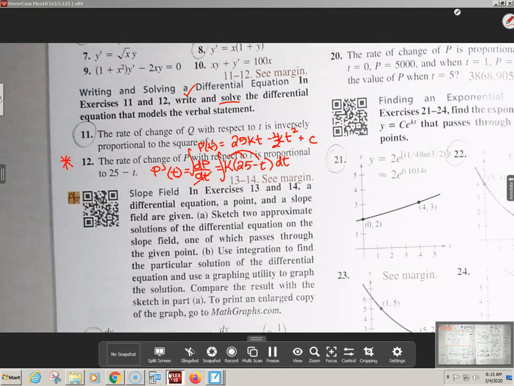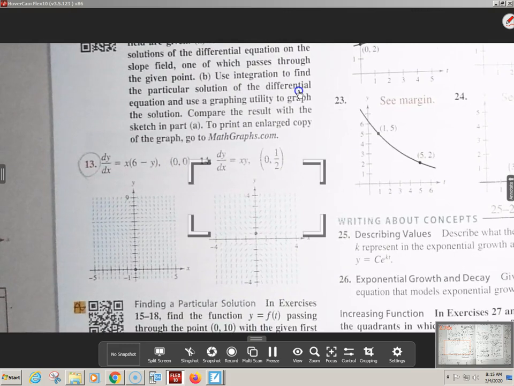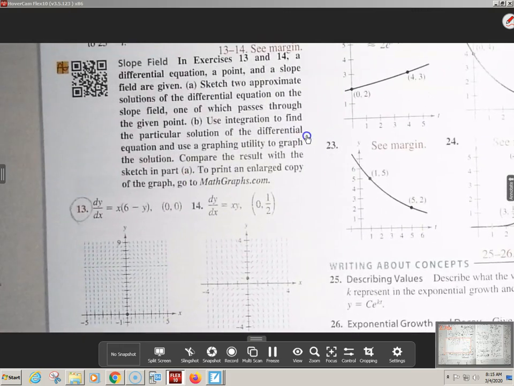Anyway, that's the next part of homework. Where does homework go next? You guys see the next section? Slope fields. Now hold on, wait a minute. Sketch an approximate f. That's following the flow. That's easy. Use integration to find. Oh, I have to move the dx and take an integral? Okay. And then it says, use a graphing utility to graph the solution.